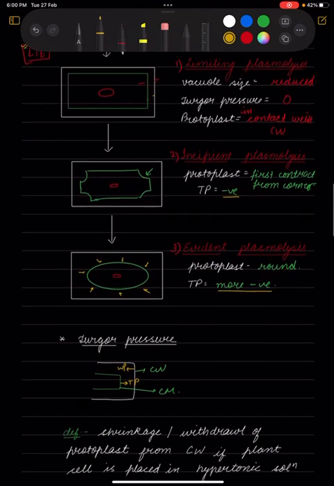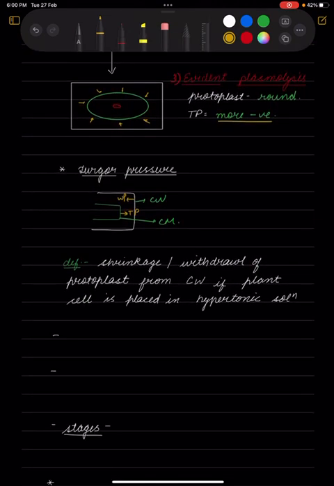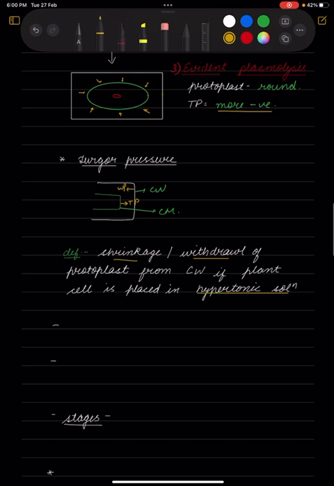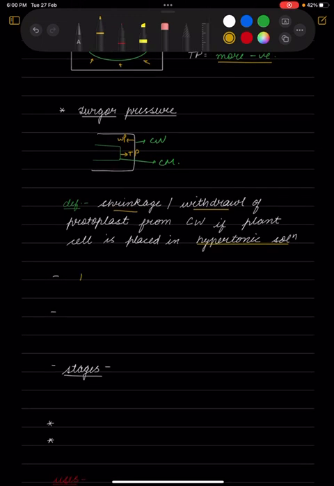Okay, so what is plasmolysis? The definition of it is a shrinkage and withdrawal of protoplast. In the steps I have said about the shrinkage and the withdrawal of the protoplast from the cell wall if the plant cell is placed in the hypertonic solution. Okay, so now this plasmolysis is a reversible process. What it means is that if we place this plasmolyzed cell in a hypotonic solution, then the whole process will be reversed, and that is known as deplasmolysis.